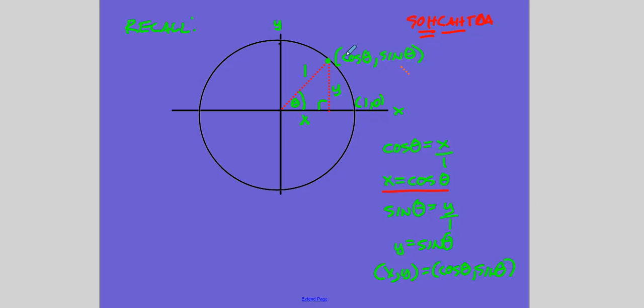So every point on this unit circle can be expressed, instead of saying xy, we could also say cosine theta, sine theta. So every point on this unit circle can be described using the coordinates cosine theta, sine theta. We're going to need that in the proof that follows in just a second here.